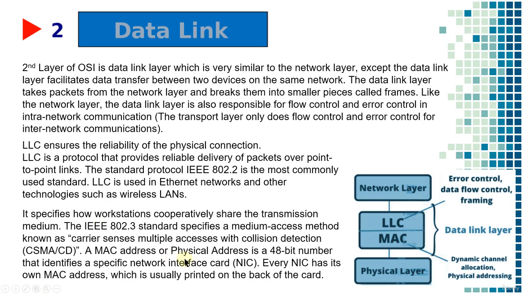A MAC address or physical address is a 48-bit number, as we have already talked about, that identifies a specific network interface card. Every NIC has its own MAC address, which is usually printed on the back of the card. So as you can see over here, LLC will speak with the network layer, where we have routers, and the MAC at the data link layer will talk with the physical layer, which we are going to cover in the next slide.